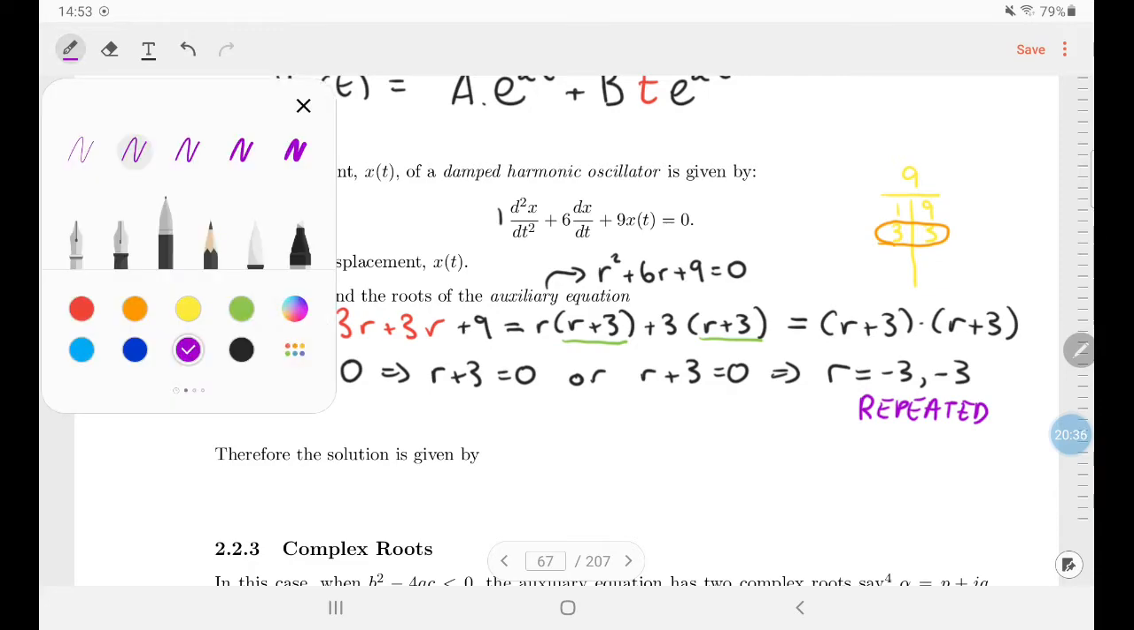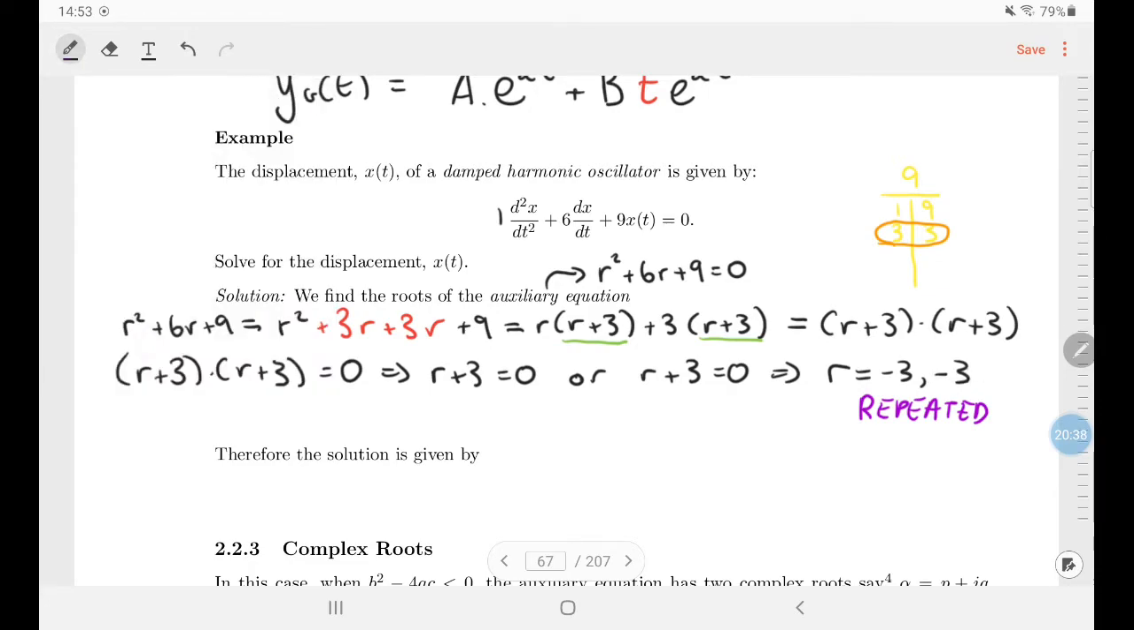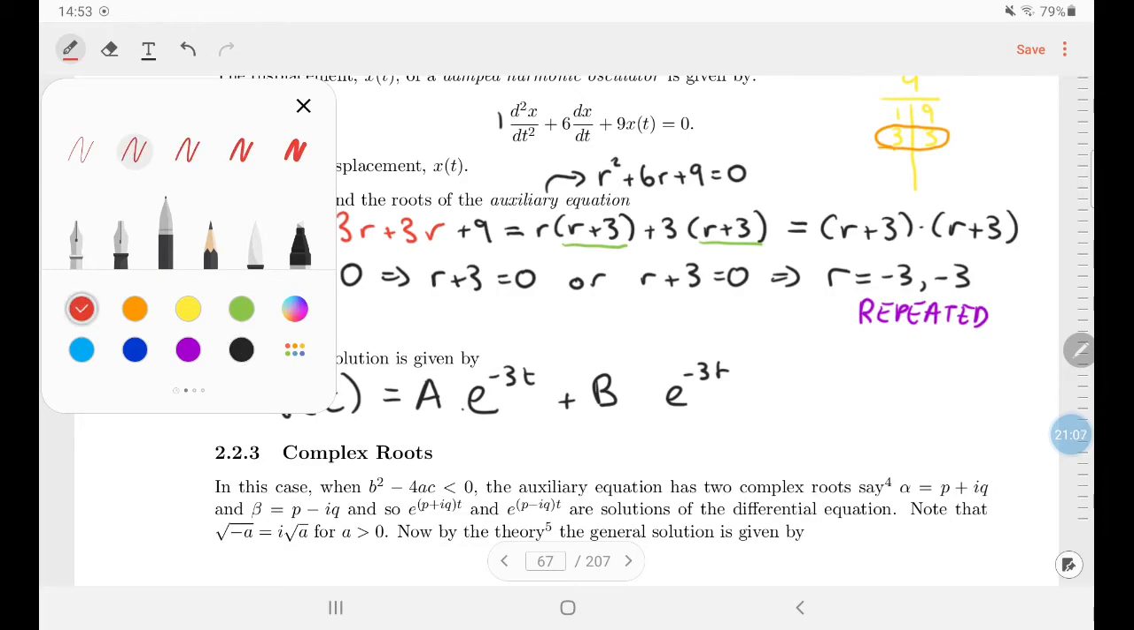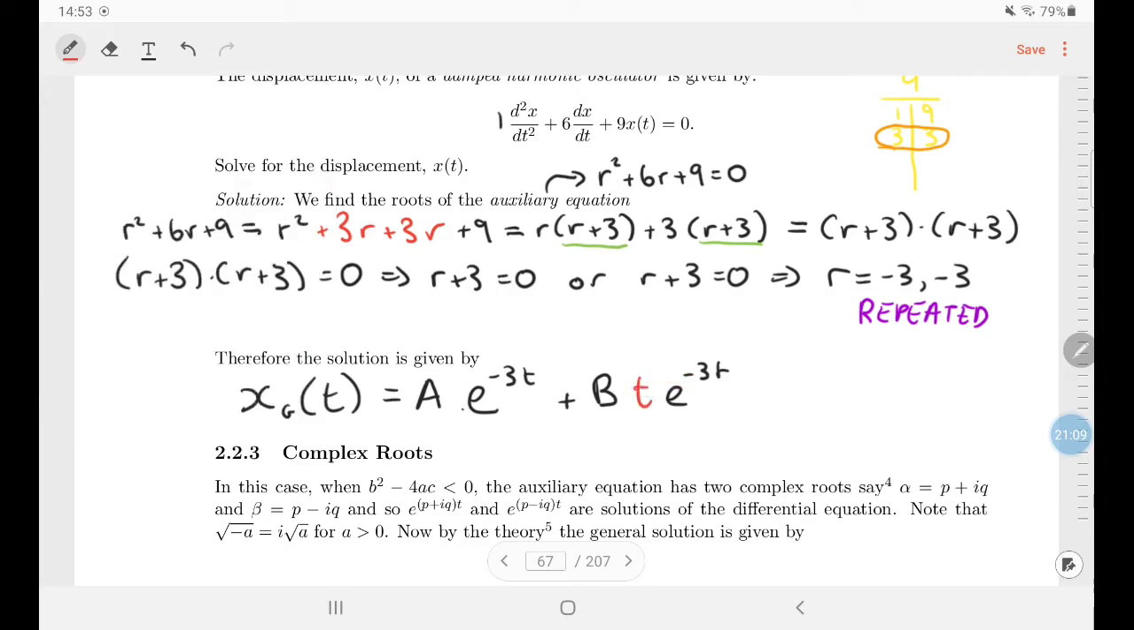So that's this case. How do we write down our solution? Now it's not y here, by the way, it's going to be x. So x, the general solution, means that all possible initial displacements and velocities can be captured with this solution, as a function of time. So e to the minus 3t is a solution. I can multiply that by a. I'm tempted to write b times e to the minus 3t, but I can see that these two solutions are actually the same. So I change the second one by multiplying it by t.